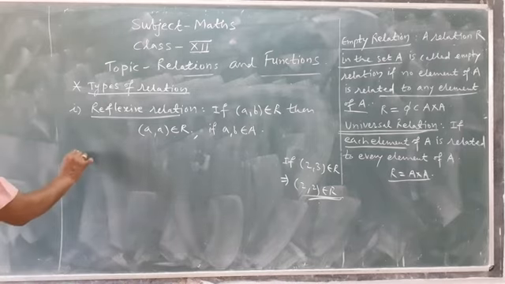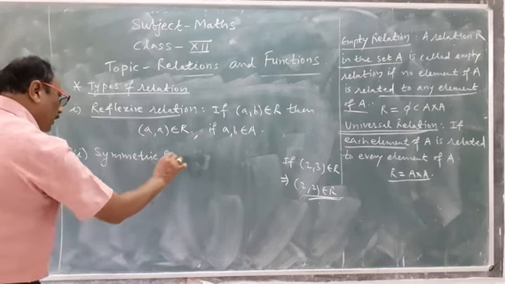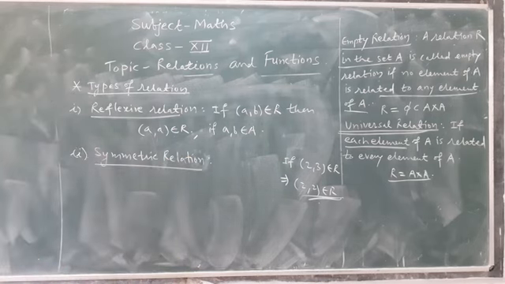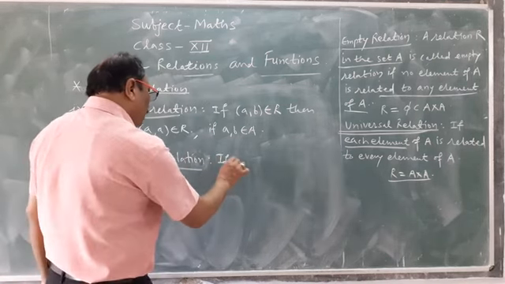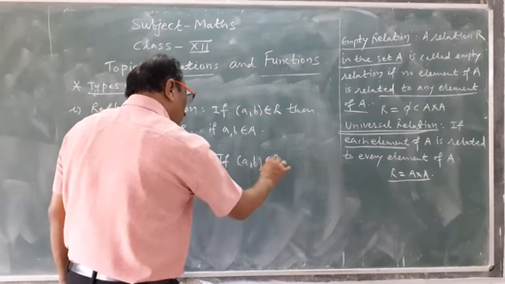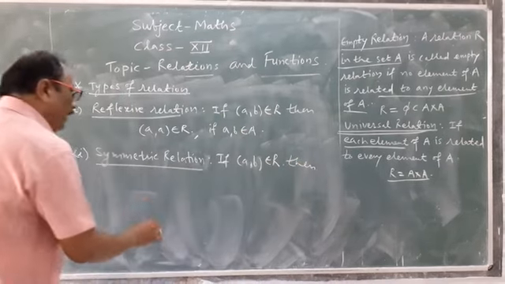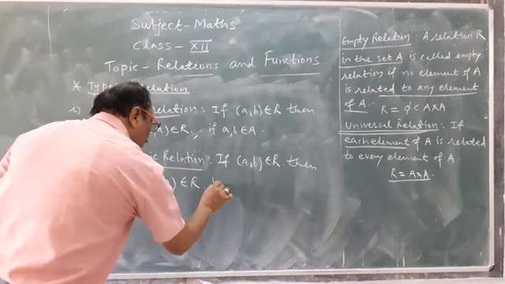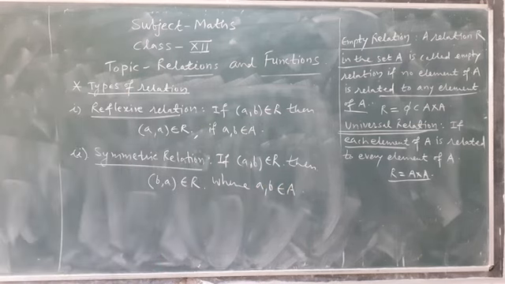Second one, we take symmetric relation. Symmetric relation means if the ordered pair (a, b) belongs to the relation R, then the ordered pair (b, a) also belongs to R, where a, b belong to set A.